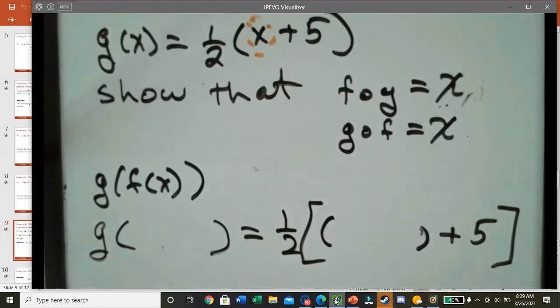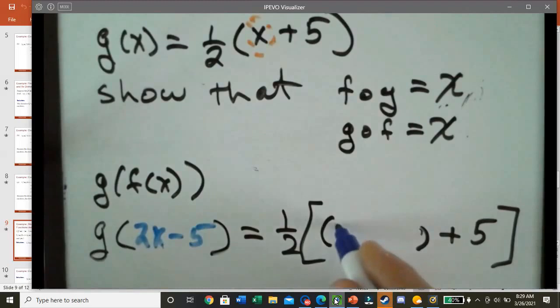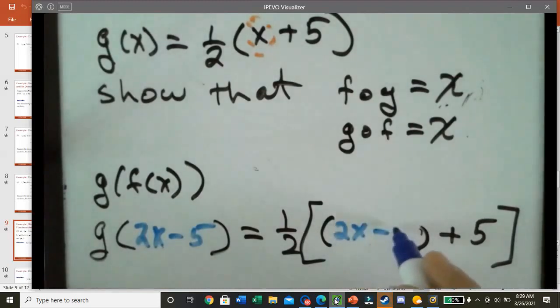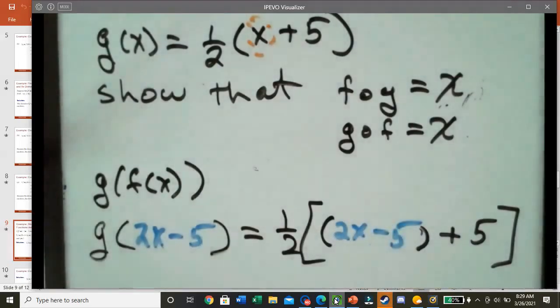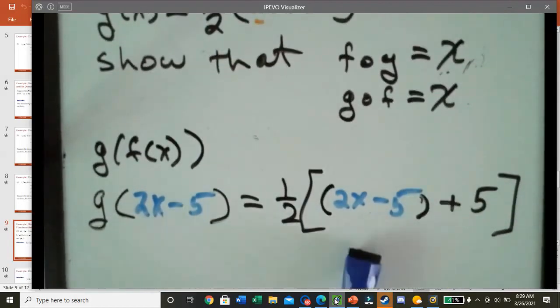Yeah, 2x minus 5. Okay. So we've got to simplify inside the parentheses, right, before we can multiply.